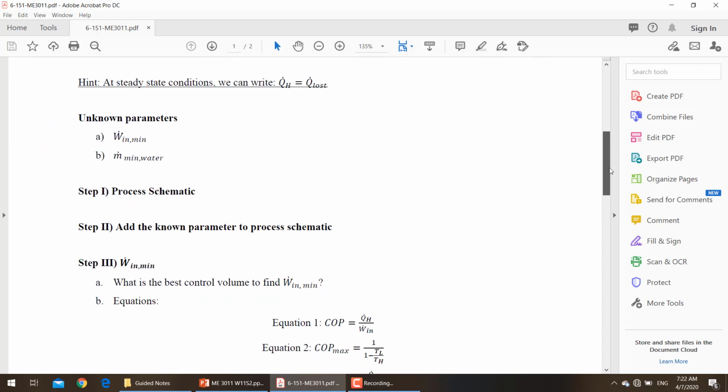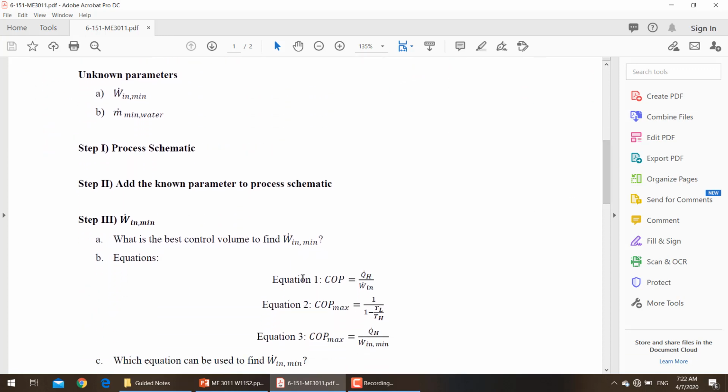I already did, guys. You have three equations to find the W dot in. The first one is the COP for the irreversible heat pump, correct? Based on the definition of COP, the COP is the desired output, which is the Q dot H, over the required input, which is W dot in.